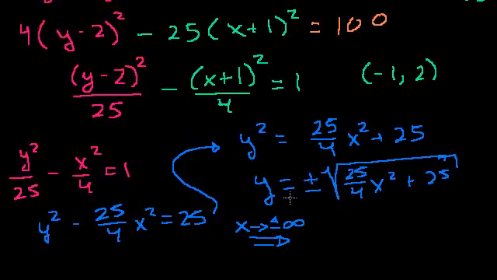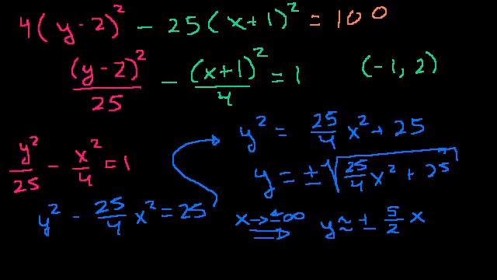as x gets really large, you're approaching this line. So as x approaches positive or negative infinity, as we've done in the previous videos, this term starts to matter a lot less, because this term is huge. So then y is approximately equal to plus or minus the square root of just this term, and the square root of just this term is 5 halves x. So those would be our asymptotes if we were centered at 0, but of course we're centered at negative 1, 2. So let's graph that.